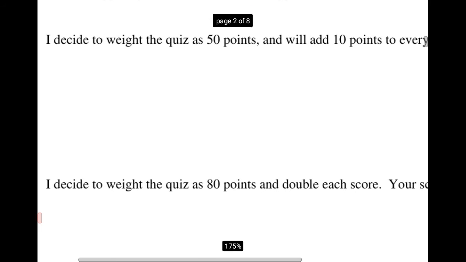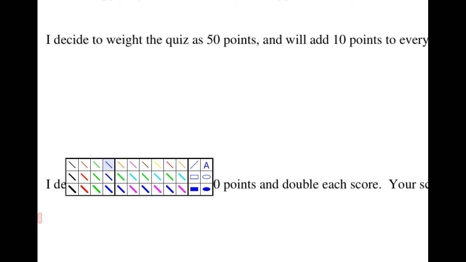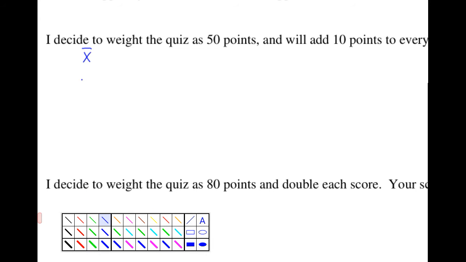So let's write out this information that we have. We're looking at the mean, x bar, the median, the IQR, the standard deviation, the minimum, and Q1. That's the information we're given. Those are the only things we can really work with here.